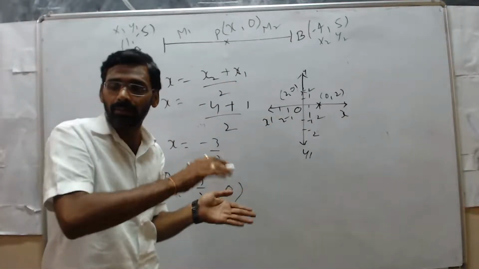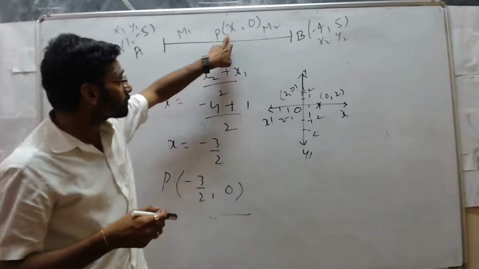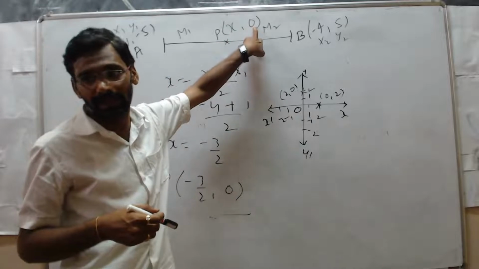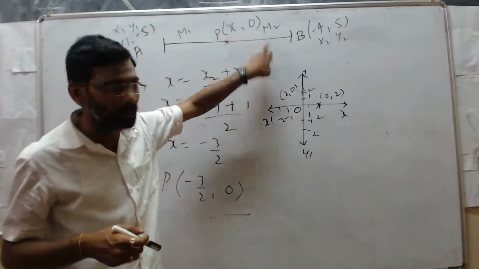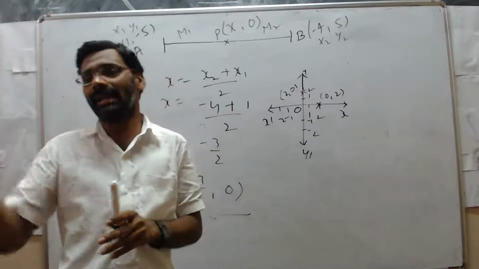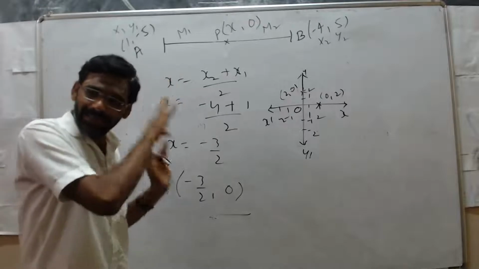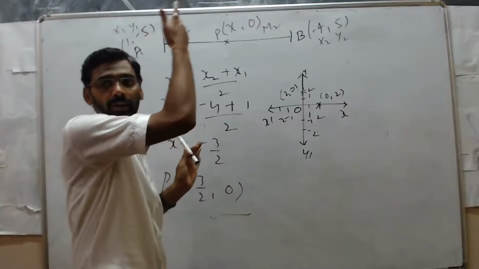If it is divided by the y-axis, what will happen here? The point is (0, y), because it is a point on the y-axis. If the point is on the y-axis, the x value is 0, and the y value is 1.